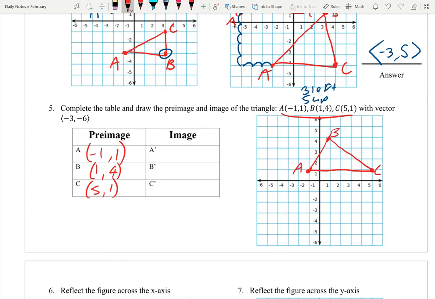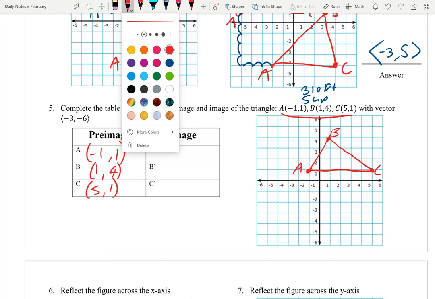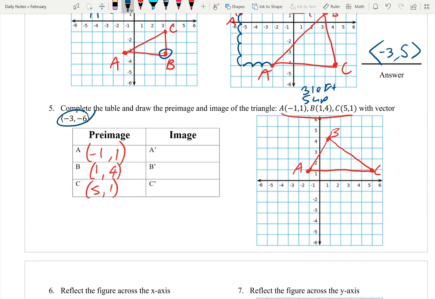So now the image, we're going according to the vector -3, -6. So -3 regards our x-axis, telling us left 3. And our -6 is regarding our y-axis. Our y-axis being negative would go down 6. So that's what we're going to do for each point. Let's start with A to A prime.